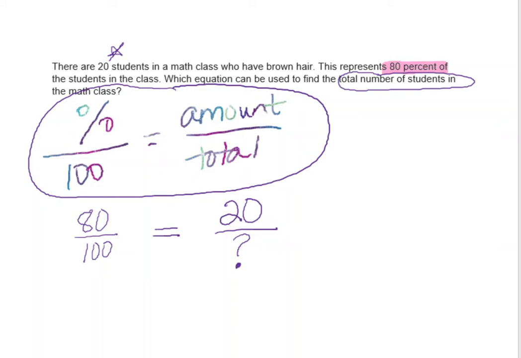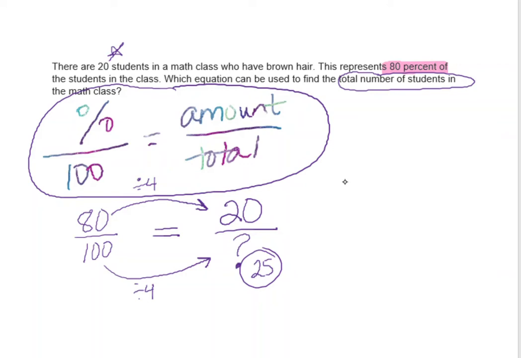So to get 80 out of 100 equal to 20 out of something, what would we do to 80 to get to 20? What operation can we do to 80 to get to 20? 80 divided by 4 equals 20. Whatever we're doing to the numerator, we have to do the same thing to the denominator. 100 divided by 4 would be equal to 25. So the answer to the question would be 25.